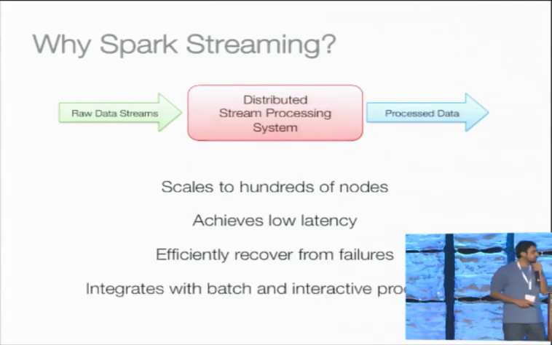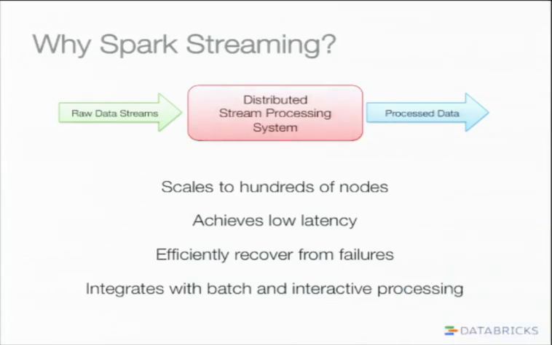Additionally, we also found that it's important to deal with failures. If you're working in a cluster environment, you're probably going to have your worker nodes failing. A stream processing system needs to recover efficiently from failures while giving guarantees on what the result of the data is despite failures.